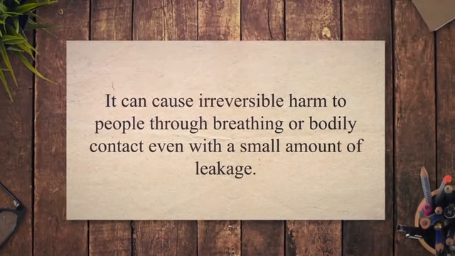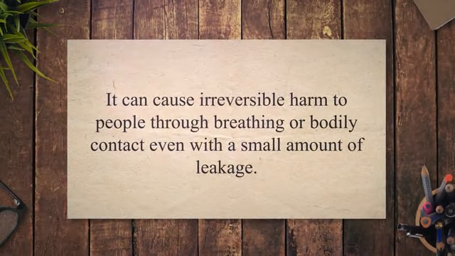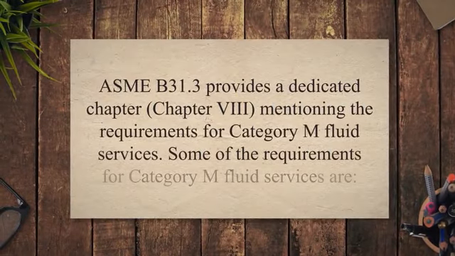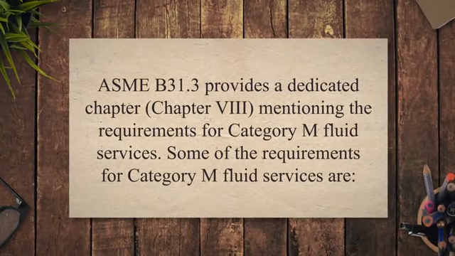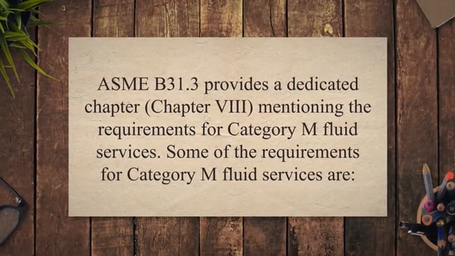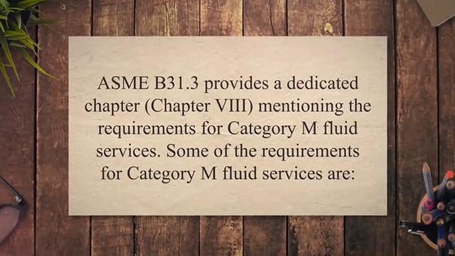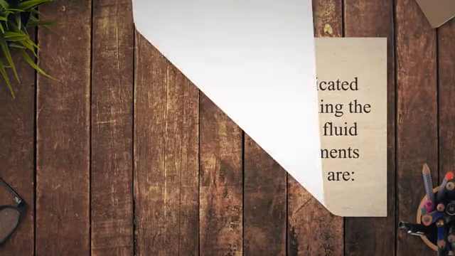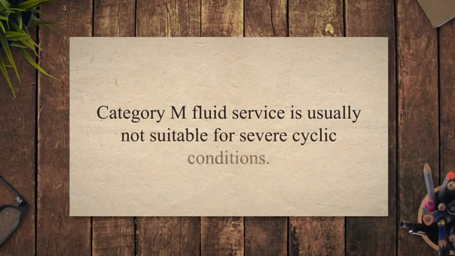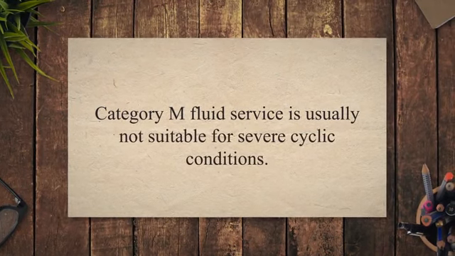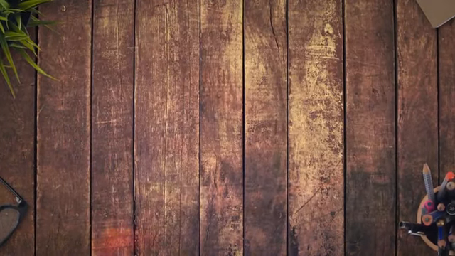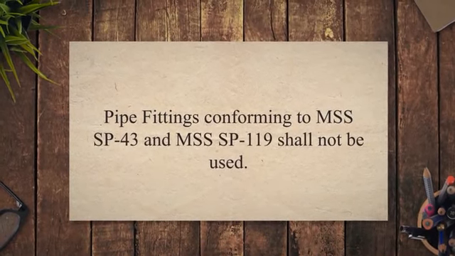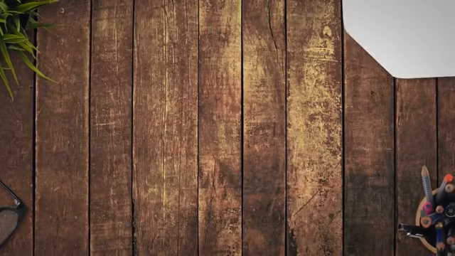H2S and hydrogen cyanide system containing fluids are not listed as Category M fluids. ASME B31.3 provides a dedicated chapter, Chapter 8, mentioning the requirements for Category M fluid services. Some of the requirements for Category M fluid services are: Category M fluid service is usually not suitable for severe cyclic conditions. Pipe fittings conforming to ASME B43 and ASME B119 shall not be used.